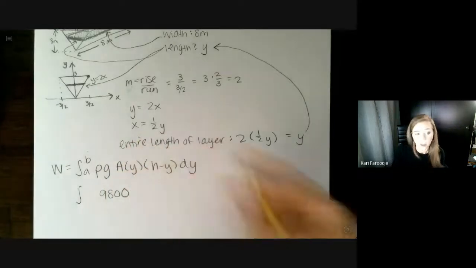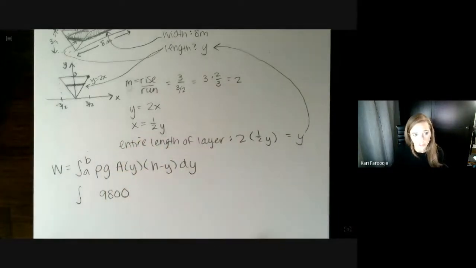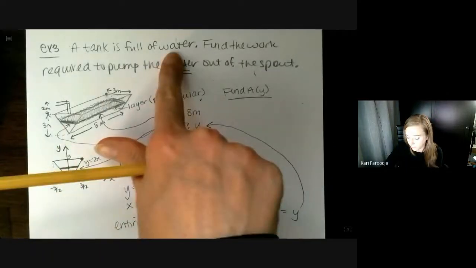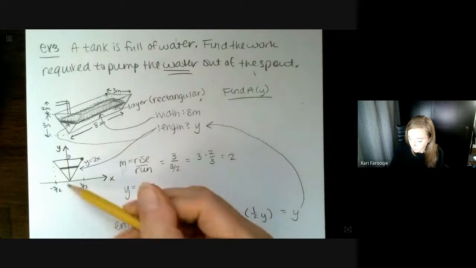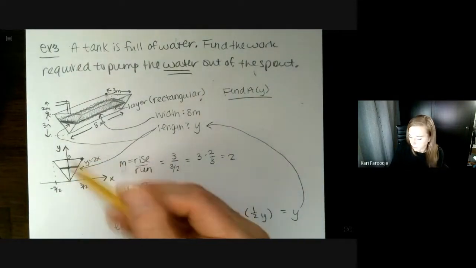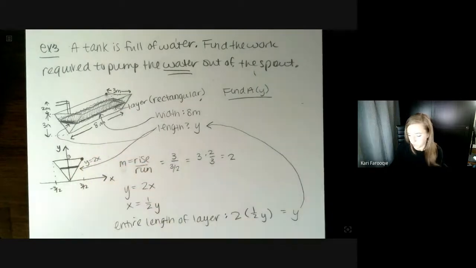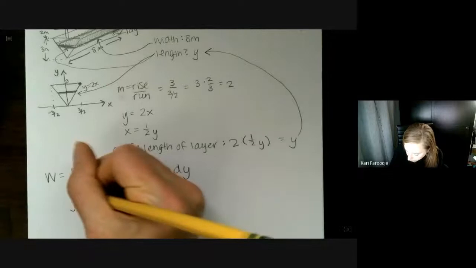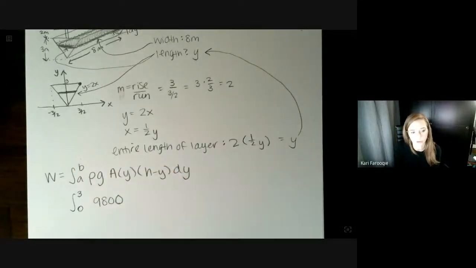Whoops. I'm going from a to b. In this case, the tank is full of water. If the tank is full of water, then I'm going all the way up from 0 to 3. So see how having this in two different views is going to be really helpful to you. So I've got a full tank. That means it's going all the way from 0 to 3.